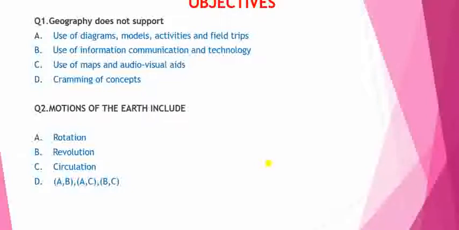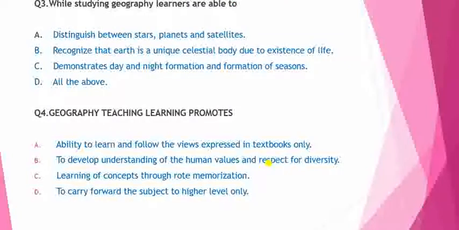Motions of the Earth include: rotation, revolution, circulation, both A and B, A and C, B and C. While studying geography, learners, means students, are able to distinguish between stars, planets, and satellites, recognize that Earth is a unique celestial body due to existence of life, demonstrate day and night formation and formation of seasons, all the above.